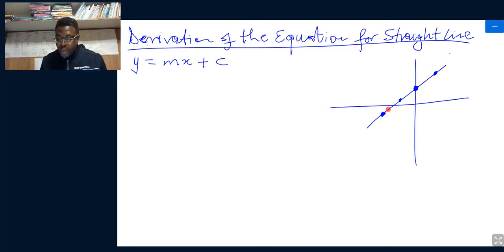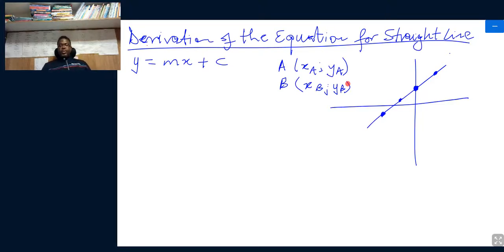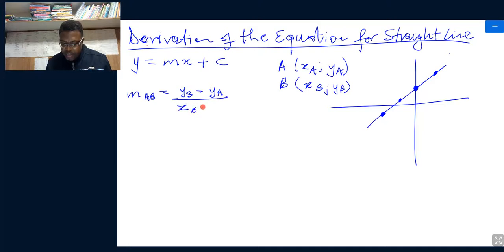So on these 2 points, you have point A, which has corresponding coordinates XA and YA. You have point B, XB, and a corresponding coordinate YB. So what do you do with these 2 points? Firstly, you can calculate gradient AB. Gradient AB is YB subtract YA over XB subtract XA.